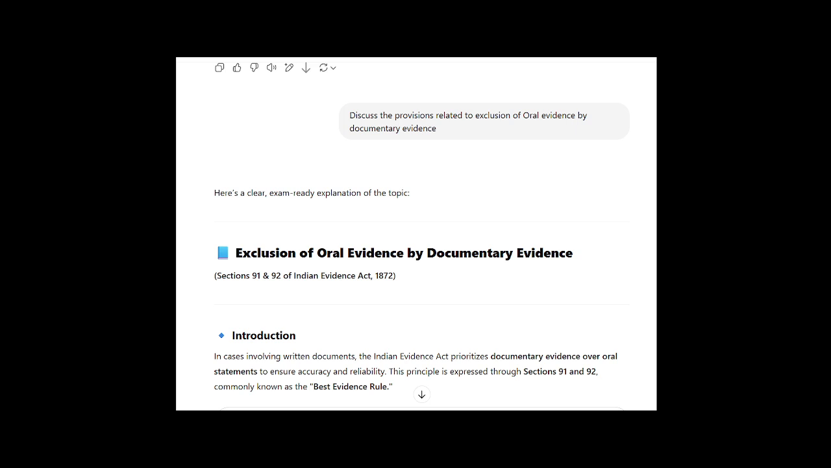Here's a clear, exam-ready explanation of the topic. Exclusion of oral evidence by documentary evidence. Sections 91 and 92 of the Indian Evidence Act, 1872.